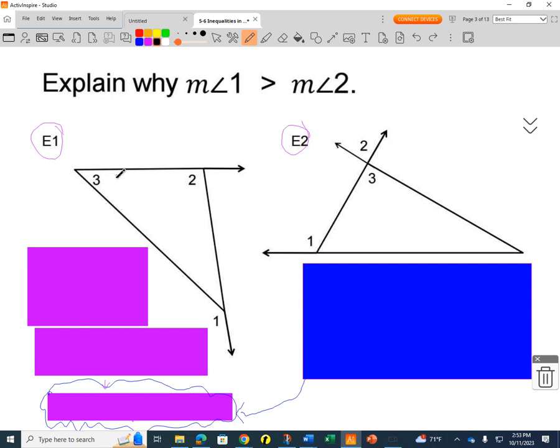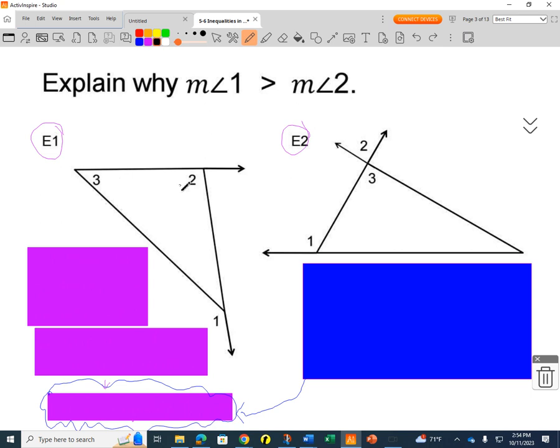We're going to explain why the measure of angle 1 is greater than the measure of angle 2. So why is angle 1 greater than angle 2? Well, angle 1 is outside the triangle. That makes it an exterior angle. Angle 2 is a non-adjacent interior angle. So this angle would be adjacent. These two are remote, not touching or sharing a side with this angle.